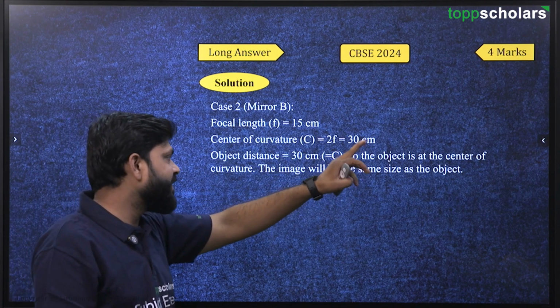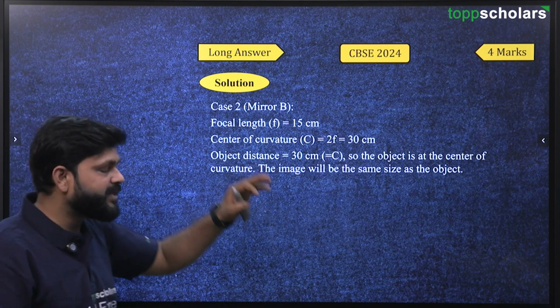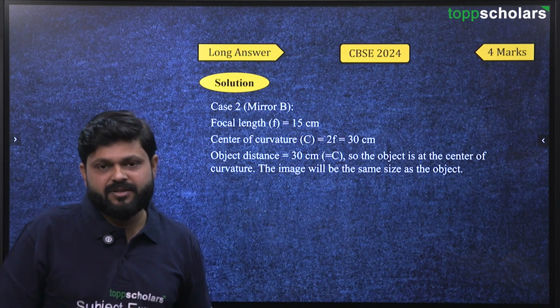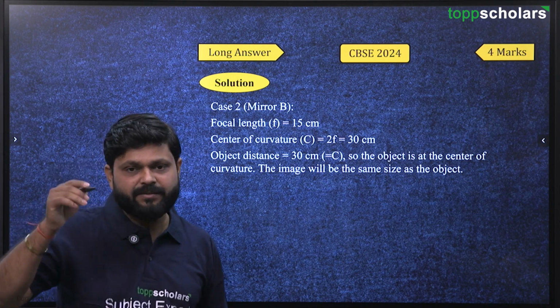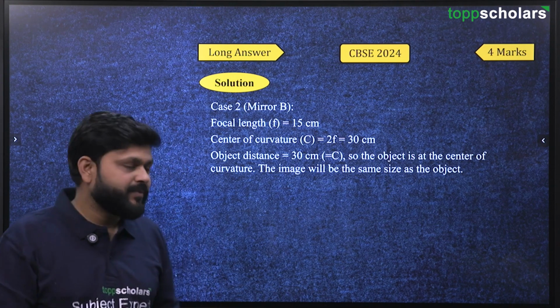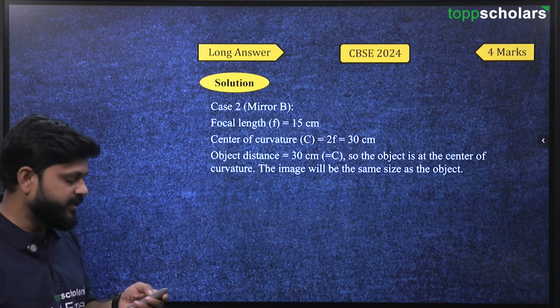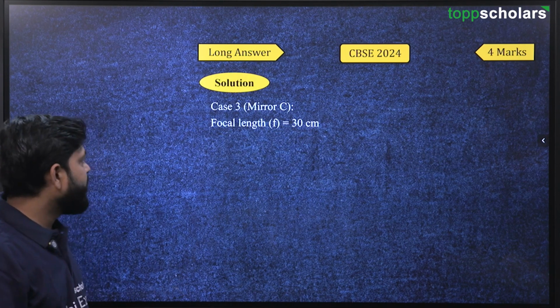So the object is at the center of curvature, the image will be of the same size. We have seen in case of what? And when the object is at center of curvature, the image is of same size, right? That is just below the center of curvature. So in case of what?